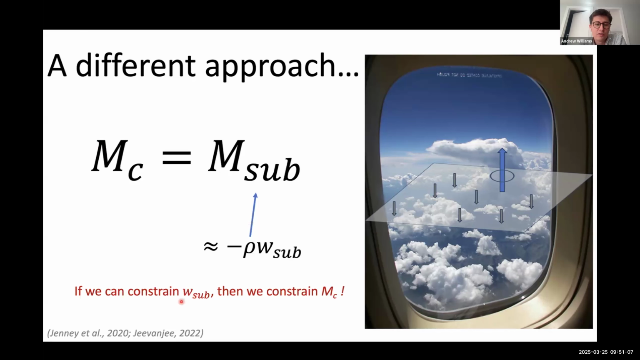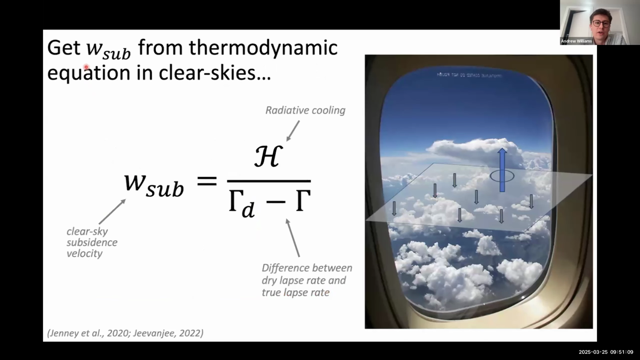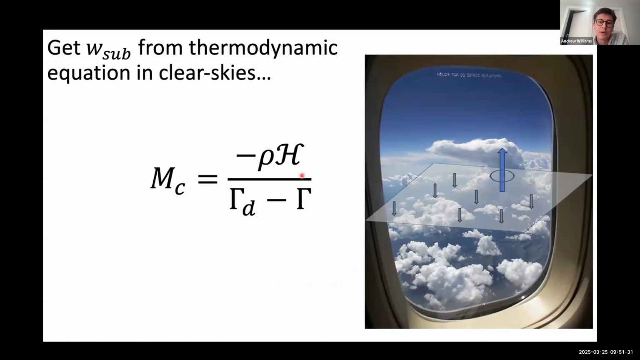And we can get an expression for this subsidence vertical velocity by looking at the thermodynamic equation in clear skies. So it ends up being a pretty simple equation. Basically it just says that the subsidence vertical velocity is equal to the radiative cooling divided by the difference between the dry lapse rate, which is say 10 or something, minus the true lapse rate, which is a moist adiabat. So we can plug that in, and now we get an expression for the convective mass flux at any level, not just at cloud base, any level in the free atmosphere. So it's, again, the radiative cooling divided by this lapse rate term.